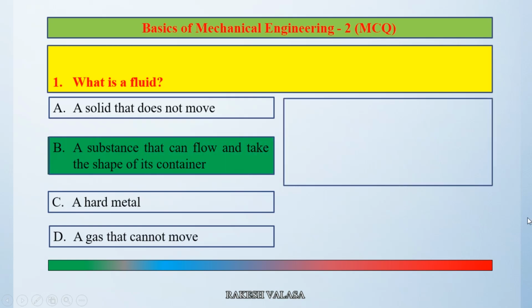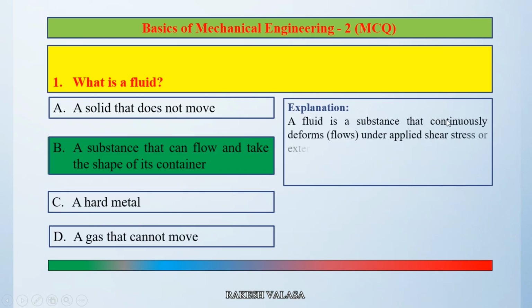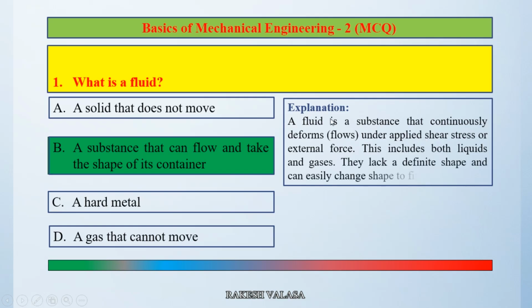Let us see the explanation. A fluid is a substance that continuously deforms under applied shear stress or external force. This includes both liquids and gases. They lack a definite shape and can easily change shape to fit their container. So the correct answer is option B. Fluid is a substance that can flow and take the shape of its container.